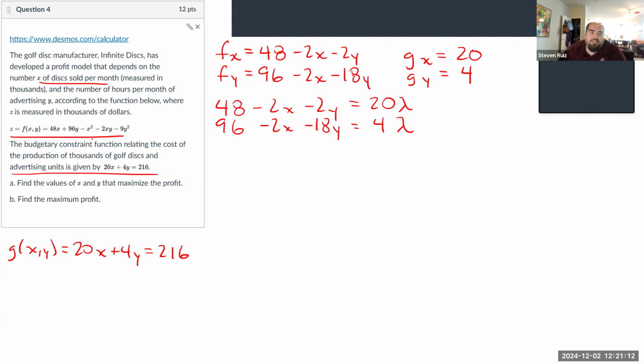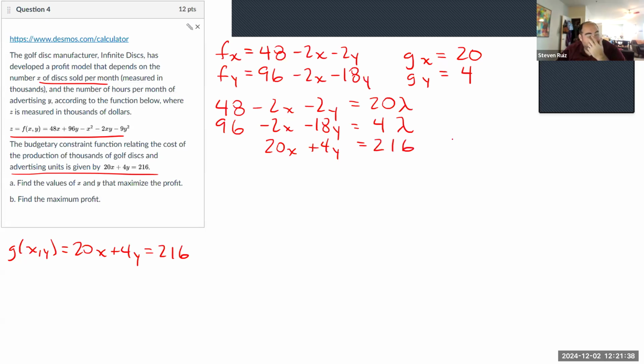That third equation is going to come directly from the constraint. Because the thing I'm trying to optimize is not an equation. It's a function, but I don't know what it's equal to. Whereas the constraint, 20x plus 4y equals 216, has a level to it. That's a level curve. So that is my third equation. So now I have a good system.